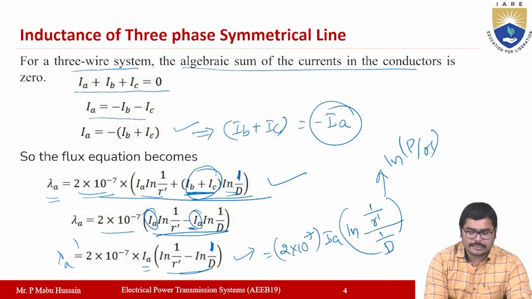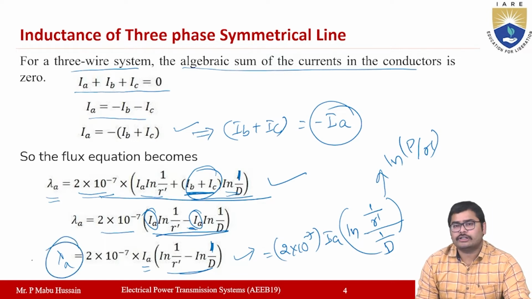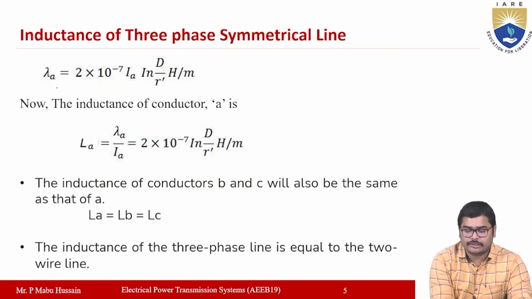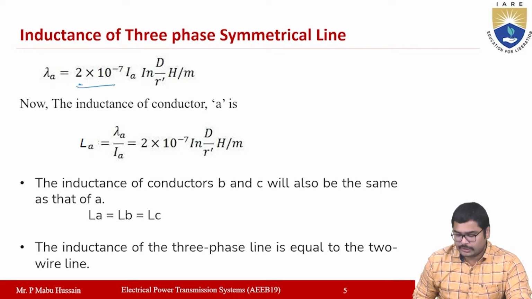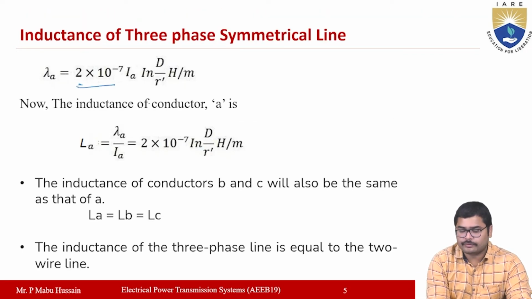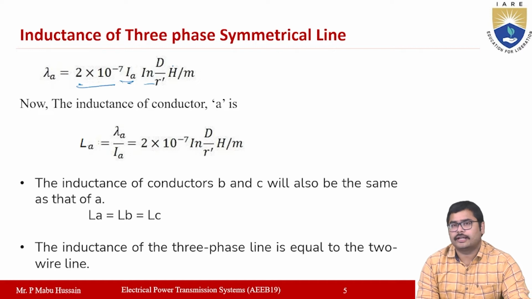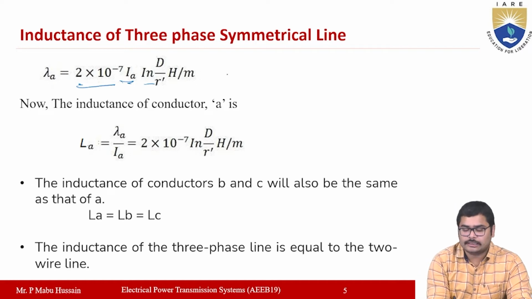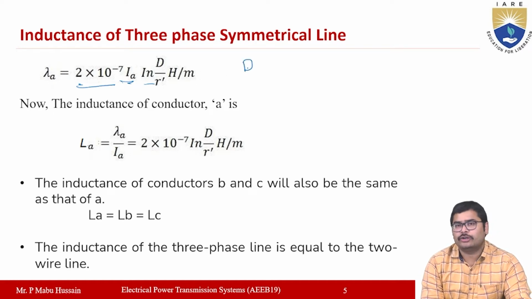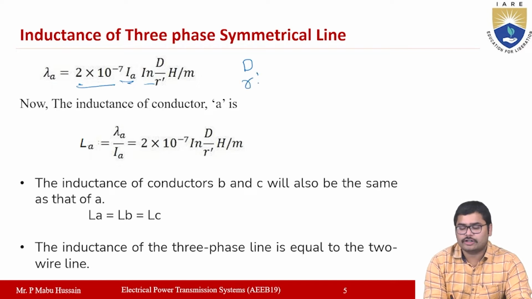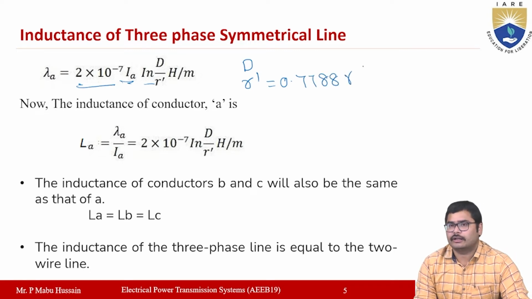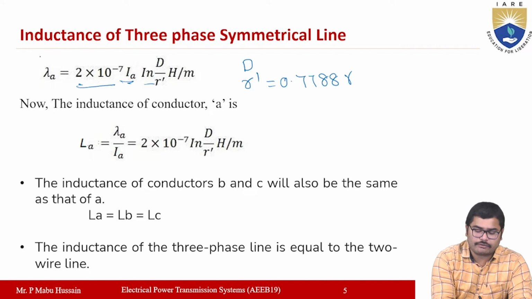So the flux linkage equation for conductor A due to current flowing in all three conductors will be lambda A equal to 2 into 10 power minus 7 into IA ln D by R dash. As I said, D is the spacing between any two conductors and R dash is the geometric mean radius, which is equal to 0.7788 times the radius of the conductor.